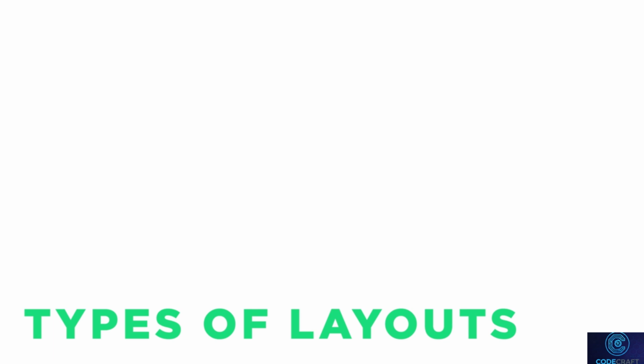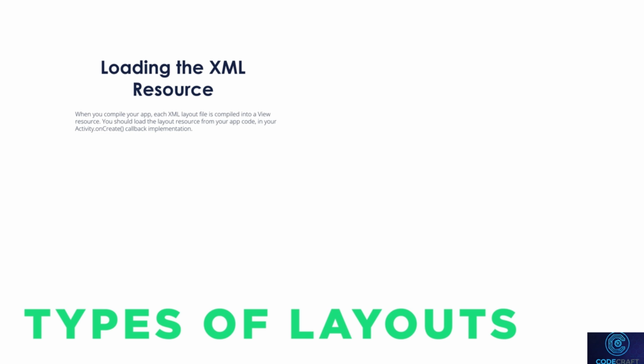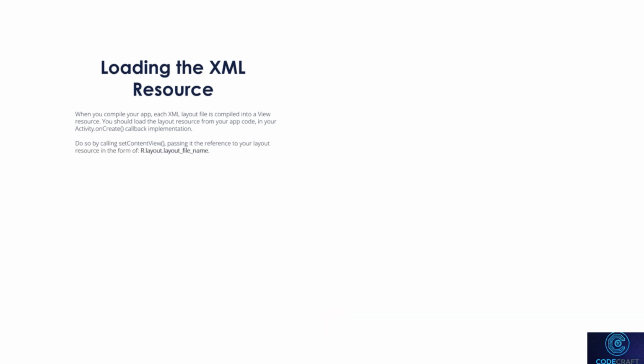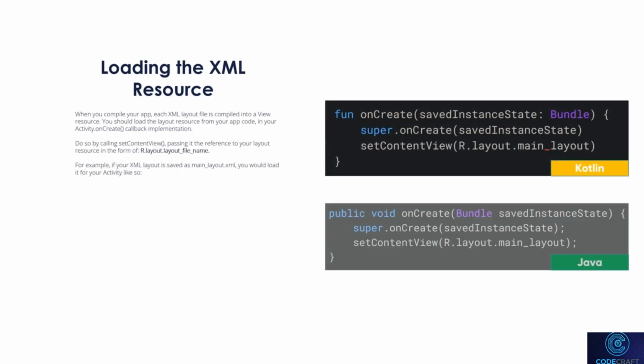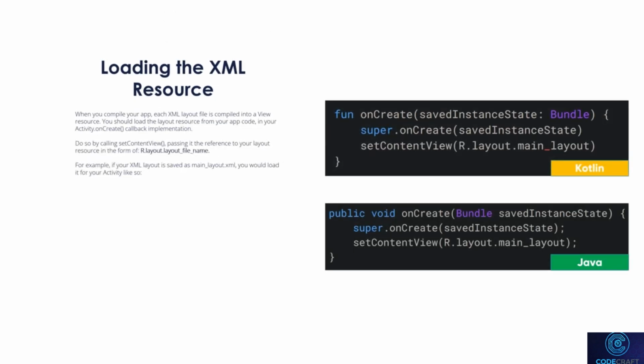In this video, we'll learn how to load the layout files and what are the different types of layouts in Android. When you compile your app, each XML layout file is compiled into a view resource. You should load the layout resource from your app code in your activity.onCreate callback implementation. For example, if we take this Java code, the onCreate method and the setContentView will load the layout resource.